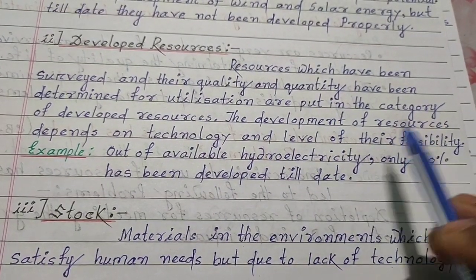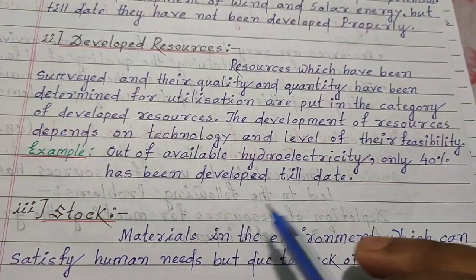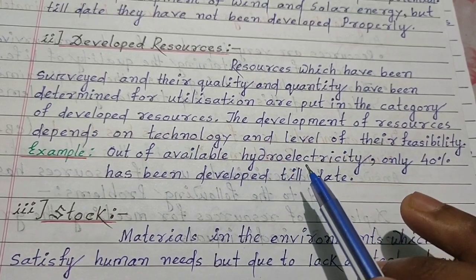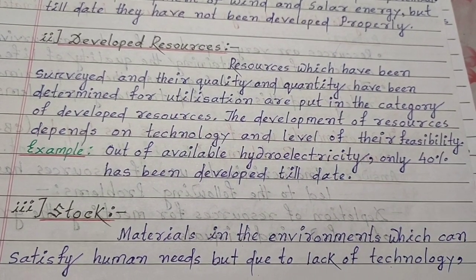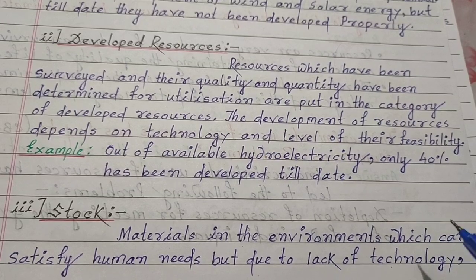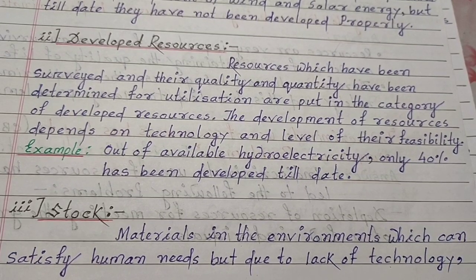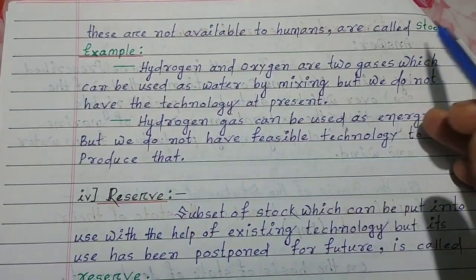The development of resources depends on technology and the level of their feasibility. For example, out of the available hydroelectricity, only 40% has been developed till now. Next, stock. The materials in the environment which can satisfy human needs but, due to lack of technology, are not available to humans are called stock.